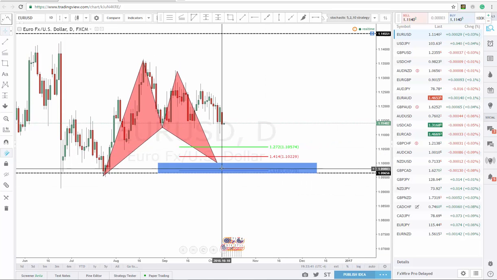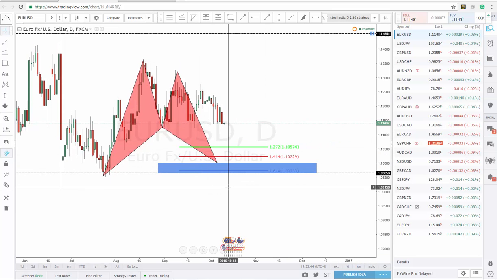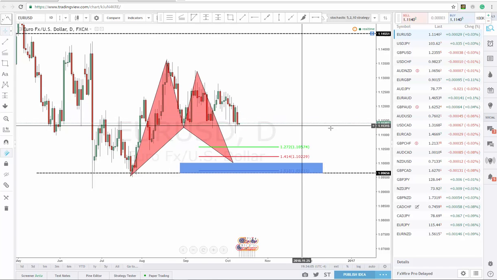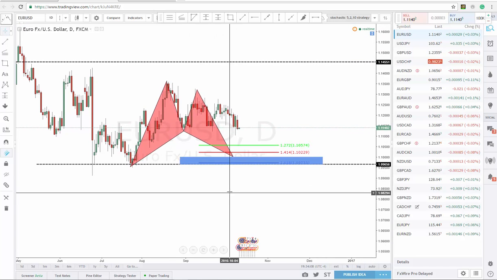This looks like a good place for me to get long, but I'm going to wait for the market to get there, and then I'm going to wait for an entry reason. And you can have many different entry reasons, from as aggressive as a higher high, higher close candle to as conservative as a double bottom with divergence. So there is our long-term investment analysis on the pound dollar.